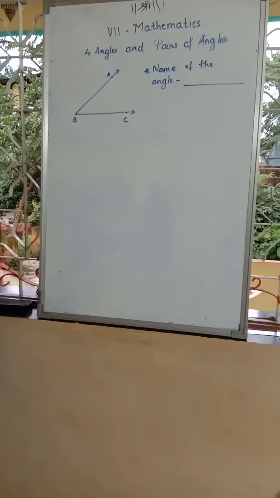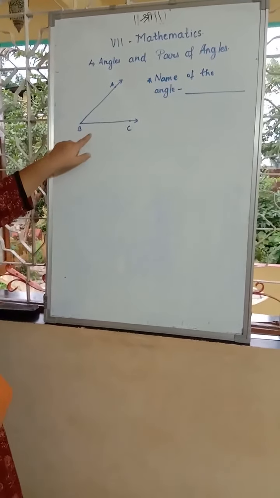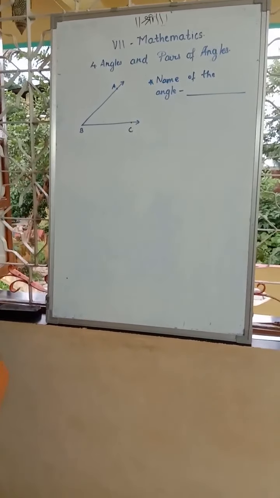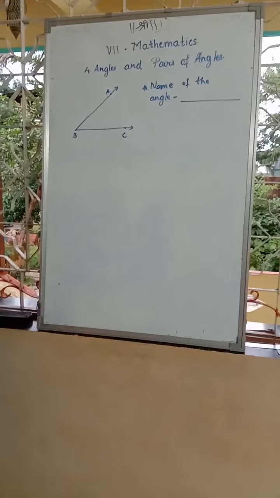This is the second lesson of geometry. Now, which figure are you able to see on the blackboard? Yes, there is an angle. Which type of angle is it? Yes, it is an acute angle.